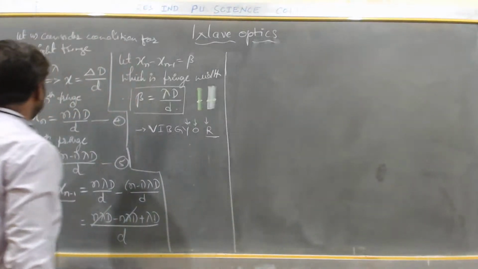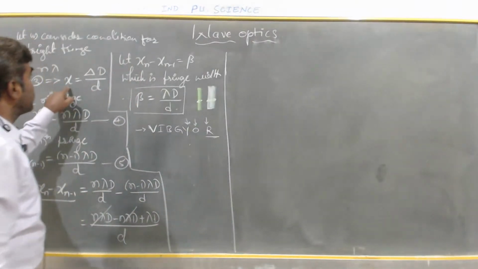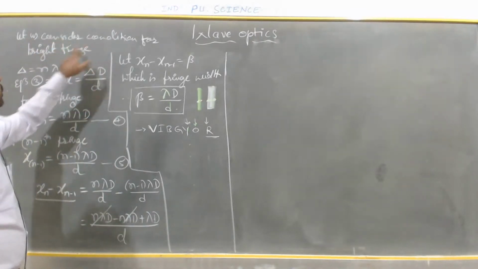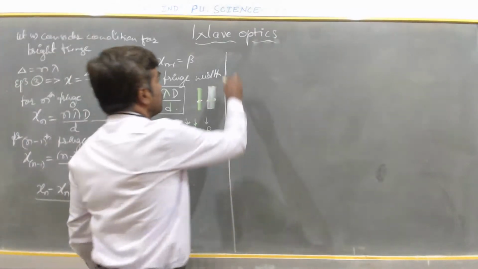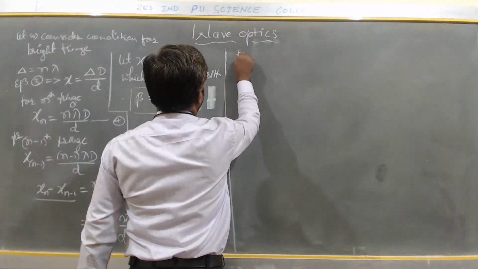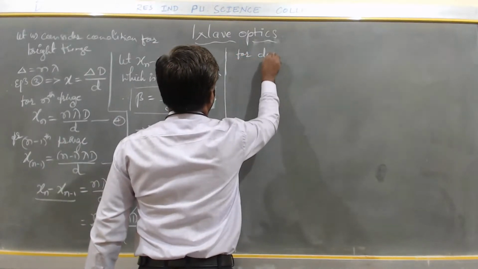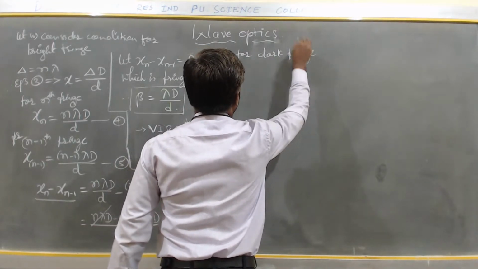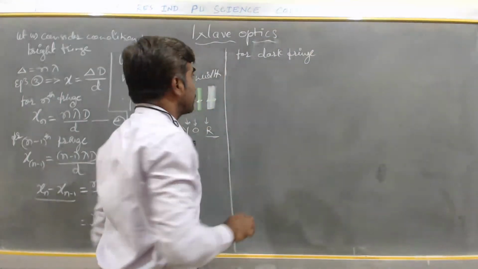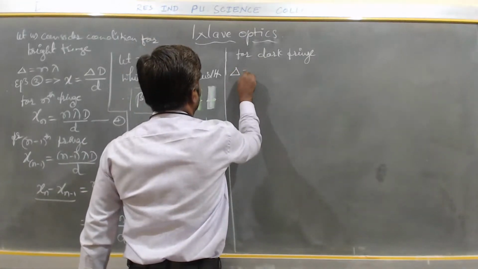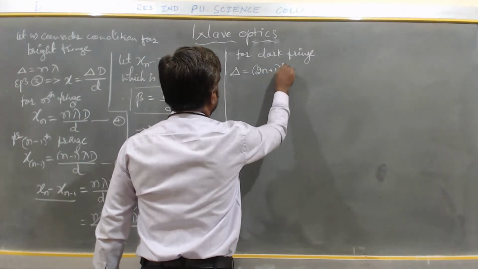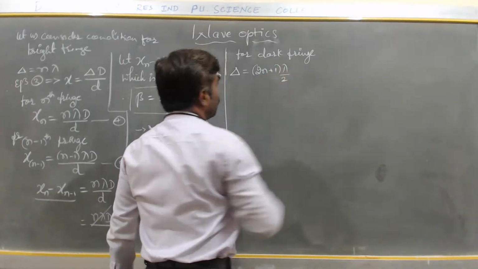Using the same equation, x value, that is x equals delta D by small d. Now let us consider the condition for dark fringe. For dark fringe, which means destructive interference, delta equals (2n plus 1) lambda by 2 we have.